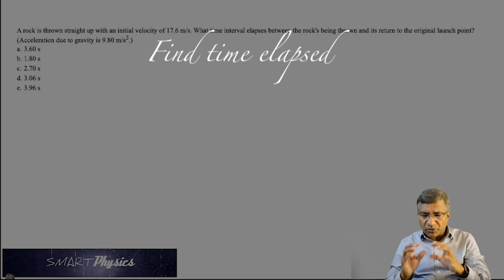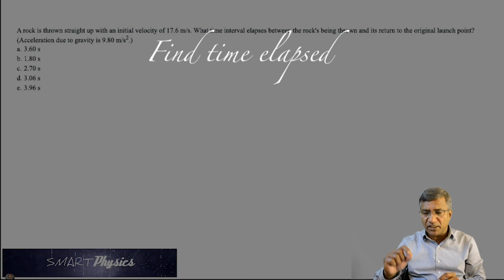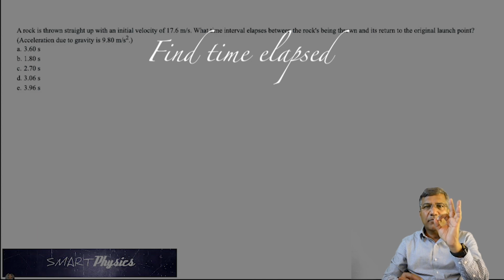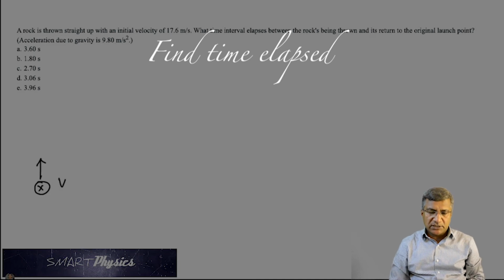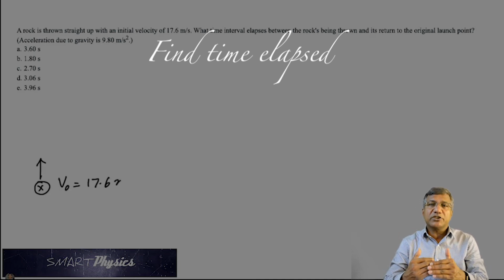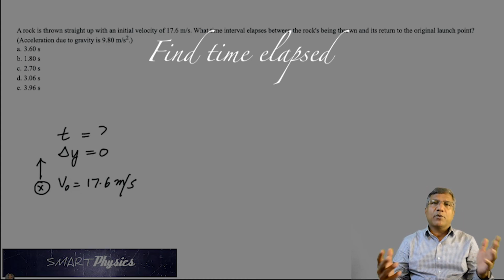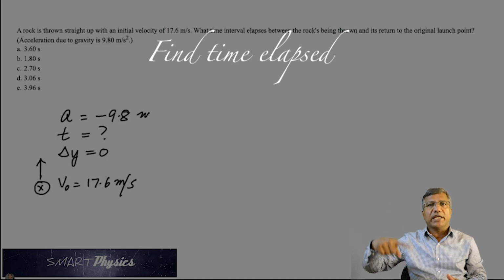So the important thing is to read the question again. It says, what time interval elapses between the rocks being thrown and its return to the original launch point? So if it starts from here, it goes up and comes back to that point, right? Therefore, the displacement is zero. Displacement, that's our fourth quantity. So here are the quantities. Remember, if anything returns to its original position, its displacement is zero. So once again, I'm calling it delta y because it's along the y-axis.